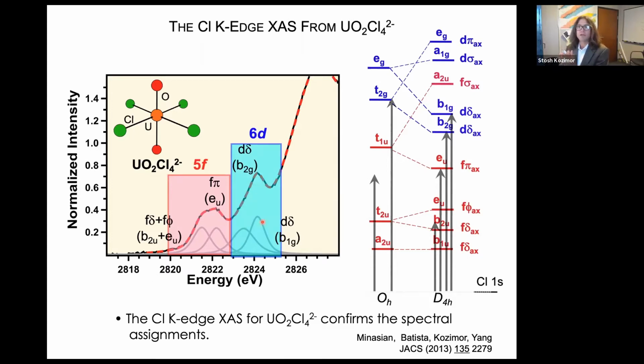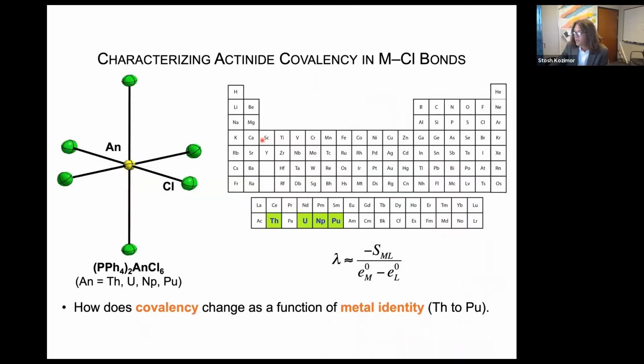So what I've been trying to do to this point in the talk is communicate that we have a very good understanding of how to interpret these chlorine K-edge X-ray absorption spectra, and that we can discretely interrogate 5F bonding versus 6D bonding. And what I'd like to do now is think about how 5F and 6D orbital mixing changes as you go across the actinide series, still in this octahedral hexachloride compound.